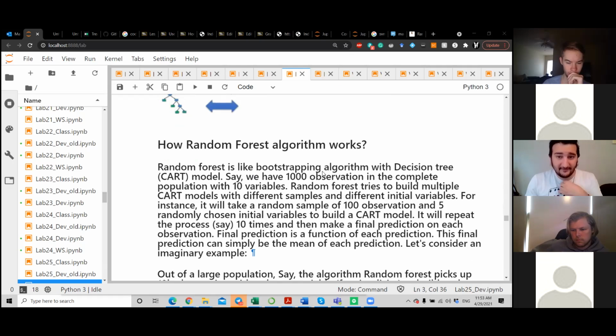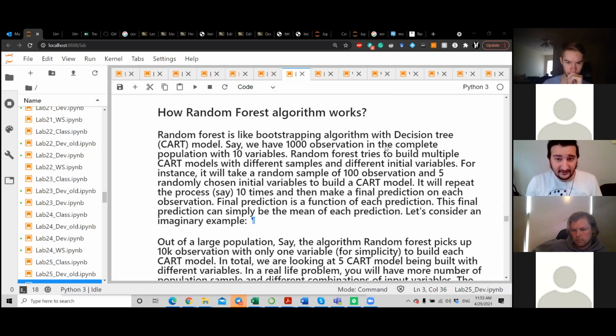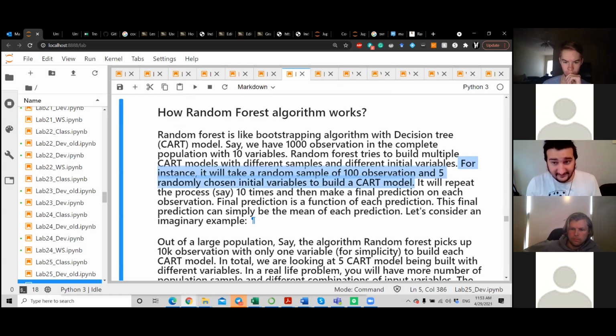Random forest is like a bootstrapping algorithm with decision tree model. Say we have 1,000 observations in the complete population with 10 variables, 10 input features. Random forest tries to build multiple CART models with different samples and different initial variables. For instance, it will take a random sample of 100 observations and 5 randomly chosen initial variables to build a CART model. So this sentence is important because in different trees, you can be using different combinations of your inputs. You may not use all of your inputs for all of your trees. So you're looking at different combinations possible to create from your original data set.